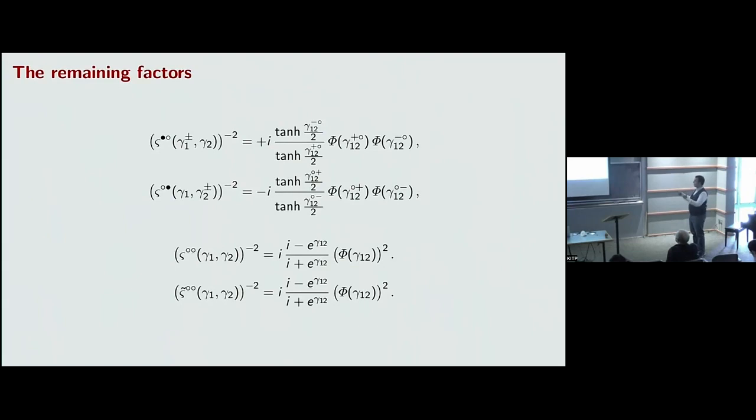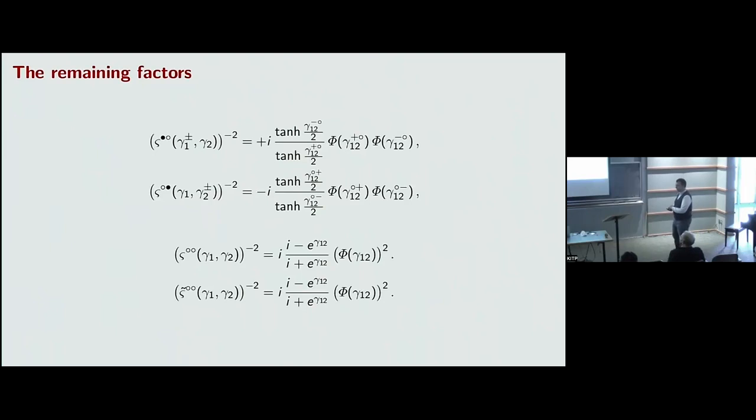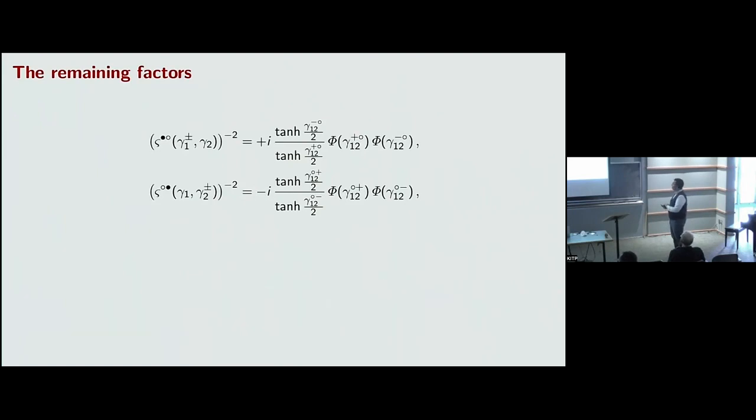Now I have my factors, my dressing factors. I can go and compute the spectrum of this theory by the TBA. Yes. So how unique are the possibilities? Can you dress it further, for example? So the statement is that this is the minimal choice, the minimal choice of singularities or something?